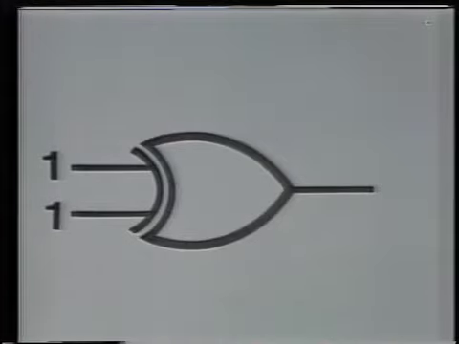Now let's look at what happens if we have 1s at both the inputs to the exclusive OR gate. Remember our statement, the inputs have to be different from each other in order to have a 1 output. The 2 1s at the input don't meet those requirements, so we have a 0 at the output.